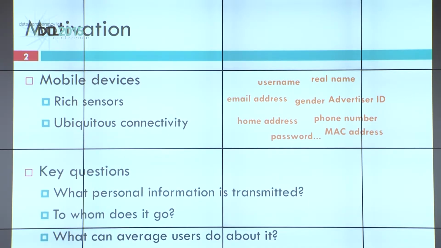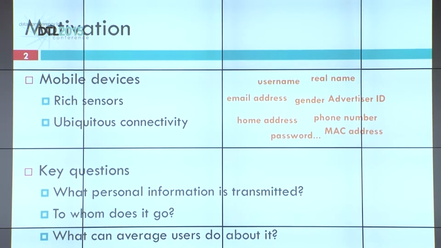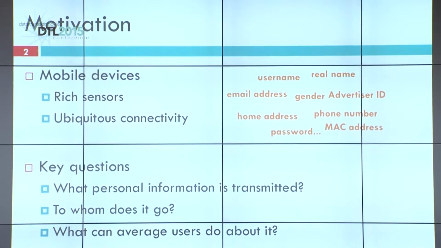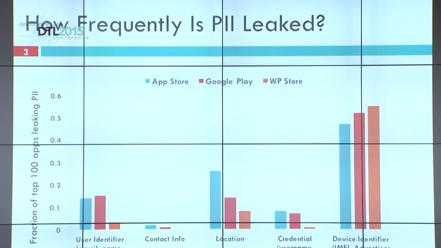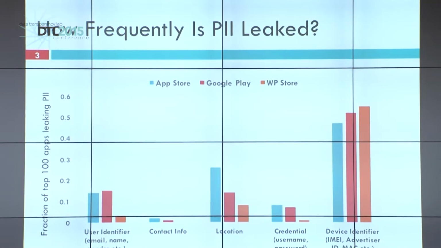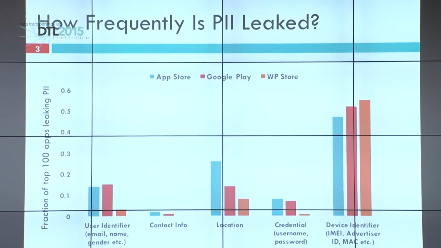So the question that we had in this work is, what kind of personal information are these devices transmitting out into the network? Where are they going? And is there anything that we can do to help users control this? So to start answering this question, we did a controlled study where we manually interacted with the top 100 apps from every app store, well, the ones that mattered. So the Apple App Store, Google Play, and Windows Phone. And we tried to understand the fraction of them that are leaking information of different categories.